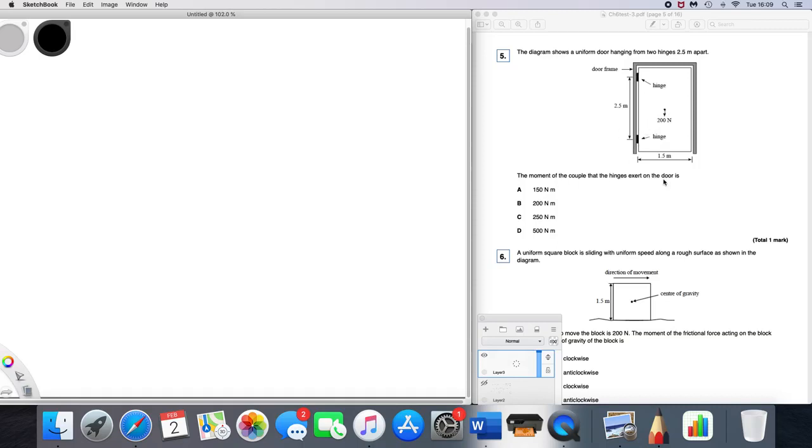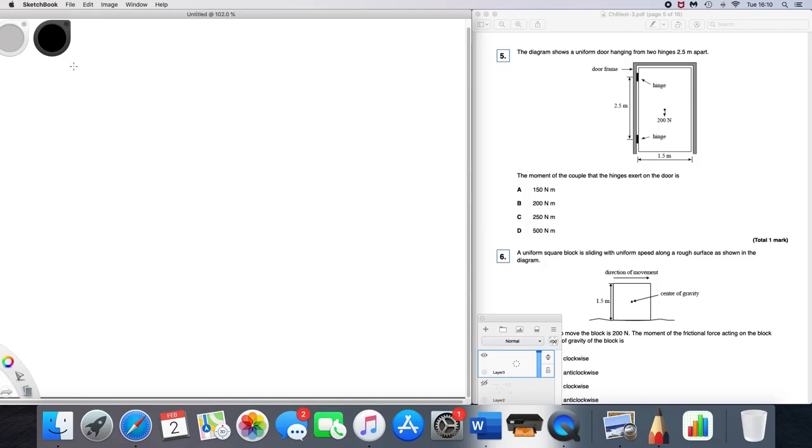The moment of the couple that the hinges exert on the door is, well, we have the moment of the 200 newtons about each hinge. Because it's a uniform door, the hinges will bear the same force, and so the same moment at each hinge, and therefore we can work out the couple, which is the force times the perpendicular distance between their lines of action, of course.